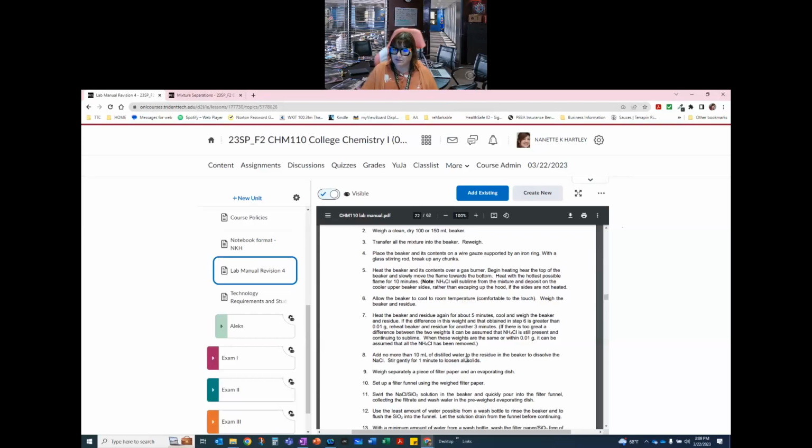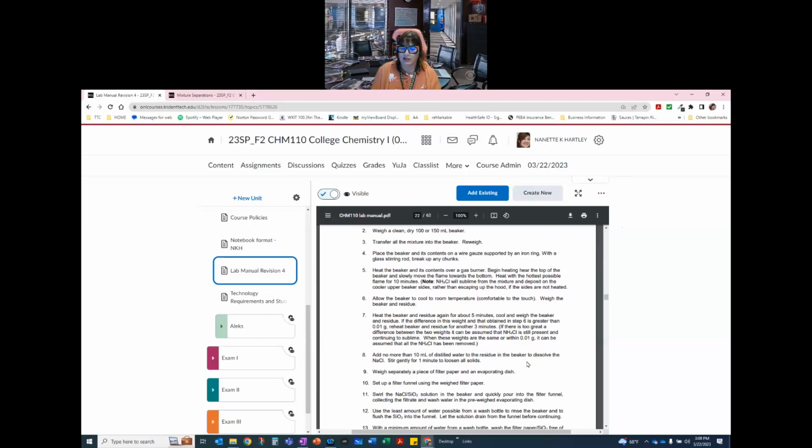Now, after we do that step, then we're going to add some distilled water to the residue in the beaker to dissolve the NaCl. Okay, and like I said, if we hadn't gotten rid of all that NH4Cl, it would go into that solution as well. Now, we're going to stir that gently, make sure that everything gets broken up and then dissolved as it should. We'll then filter off the solid and leave the solution.